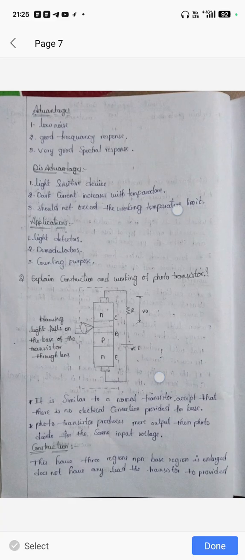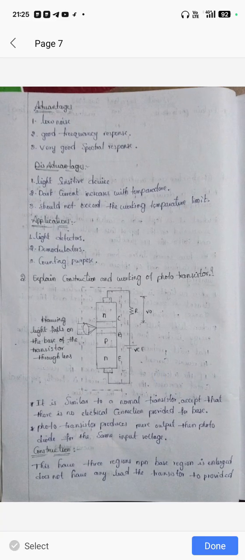Advantages: low noise, good frequency response, very good spectral response. Disadvantages of photodiode: it is a light sensitive device, dark current increases with temperature, and it should not exceed the working temperature limit. Applications: light detectors, demodulators, counting purposes. Next: explain the construction and working of phototransistor.